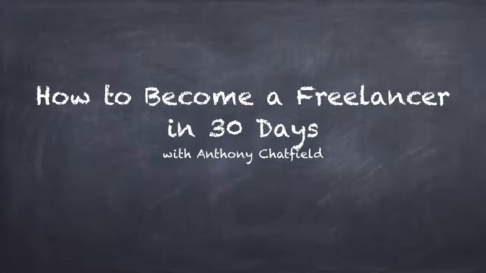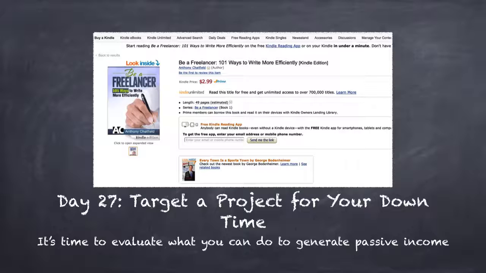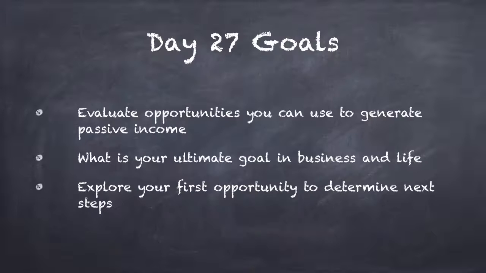This is Anthony Chatfield, and today on day 27, we are going to talk about targeting a project for your downtime. You're going to have some extra time, especially if you start doing this full-time at any point, and that time is extremely useful. It's something you can use to promote your efforts and work on any number of projects in your spare time. So the goals today are going to talk about evaluating opportunities you can use to generate passive income, and passive income is revenue that comes in whether you're working or not.